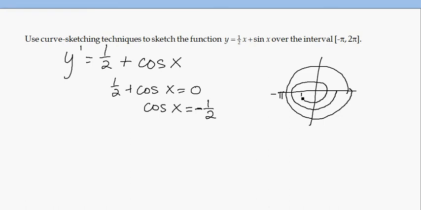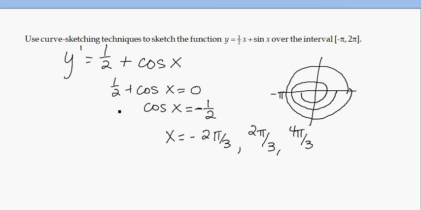One is going to be a negative value. So we're going to get x equals negative 2 pi over 3. Then when we wrap around to the first quadrant, we're going to get the positive 2 pi over 3. And then in our last swing around in the third quadrant again, at 4 pi over 3.